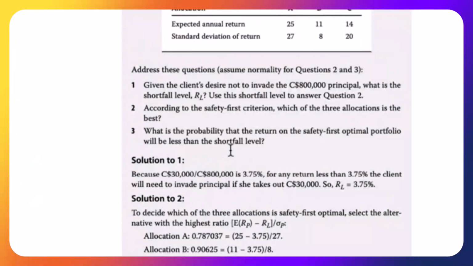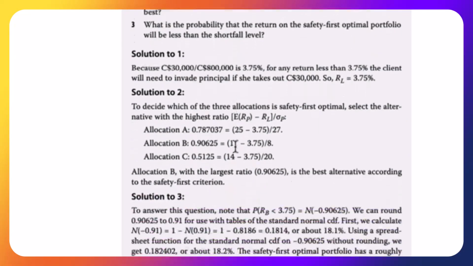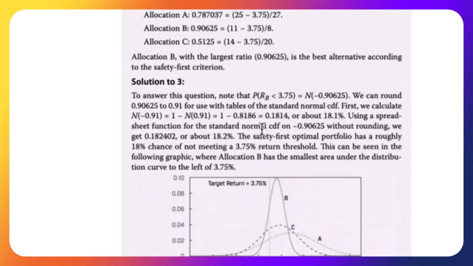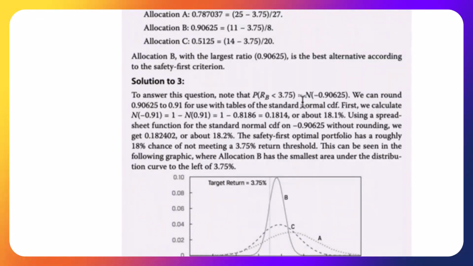And for number 3, what is the probability that the return on the safety first optimal portfolio will be less than the shortfall level? We know that we enter in this z-value as a negative value in the NORM.S.DIST function call for Excel. Our z-value will be negative 0.90625, which, it's really wordy down here in saying that that's what we do. You can see it right here. And it will return 0.1814 or 18.14%. That's it.